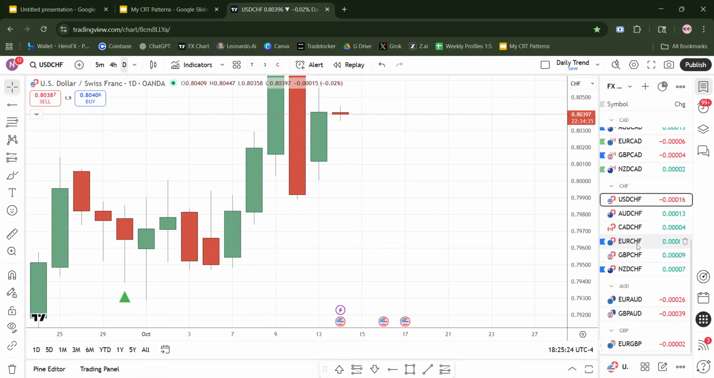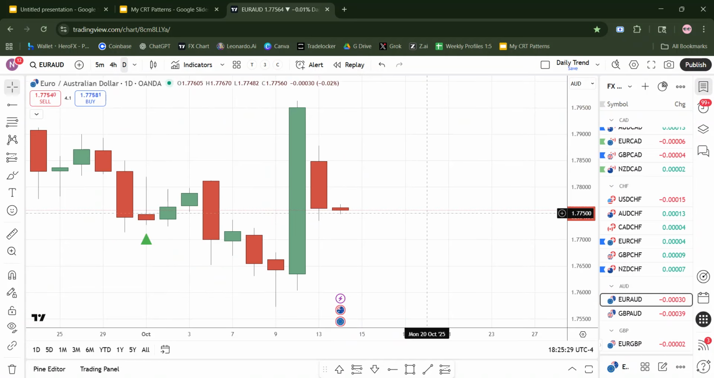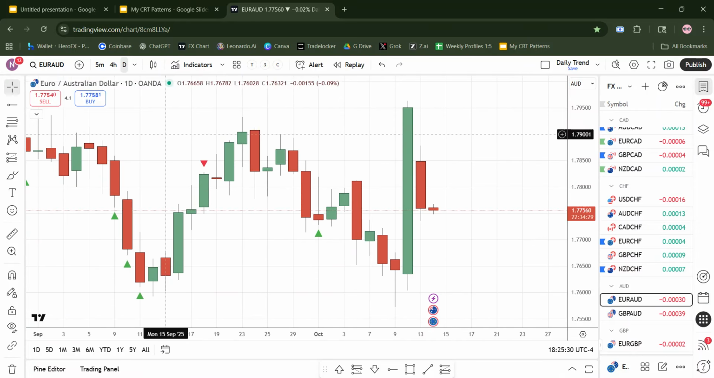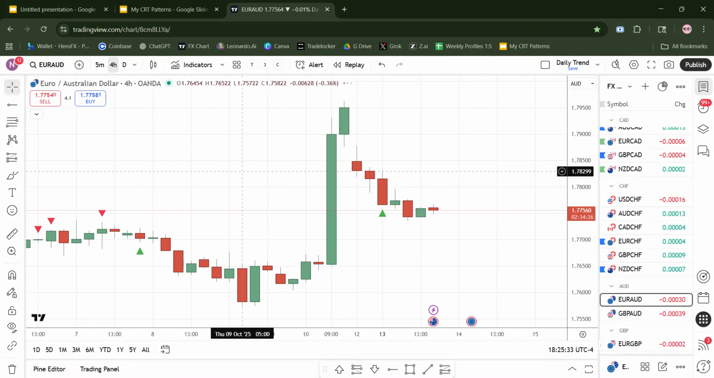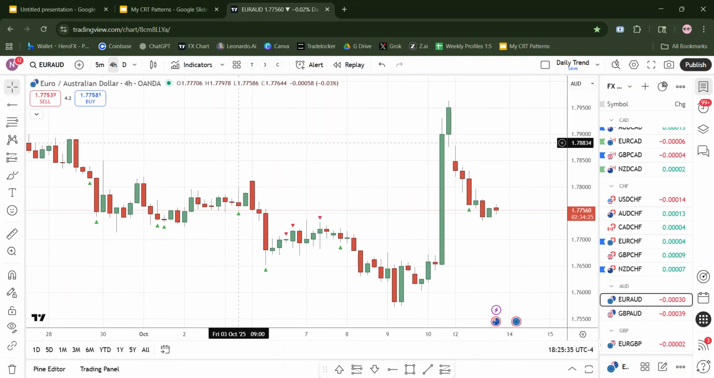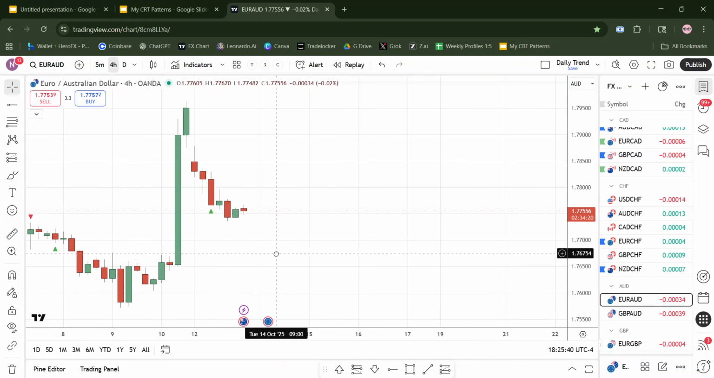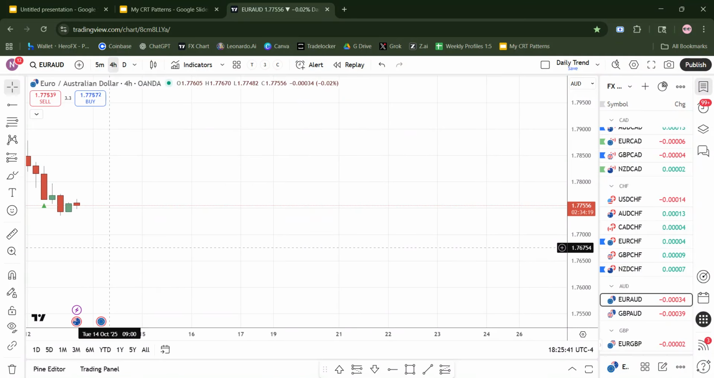Let me see, that was dollar. Let's try Euro Aussie. All right, so we're back on the daily. And actually, I didn't do the 4 hour, so let's do 4 hour. Let's see. So for 4 hour, it's the same principle. Here's one that didn't. Yeah, just to show this isn't perfect.